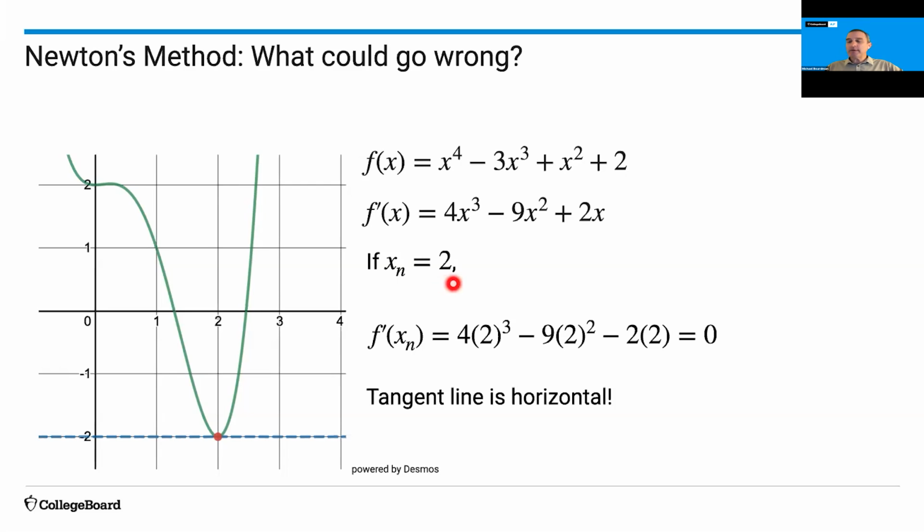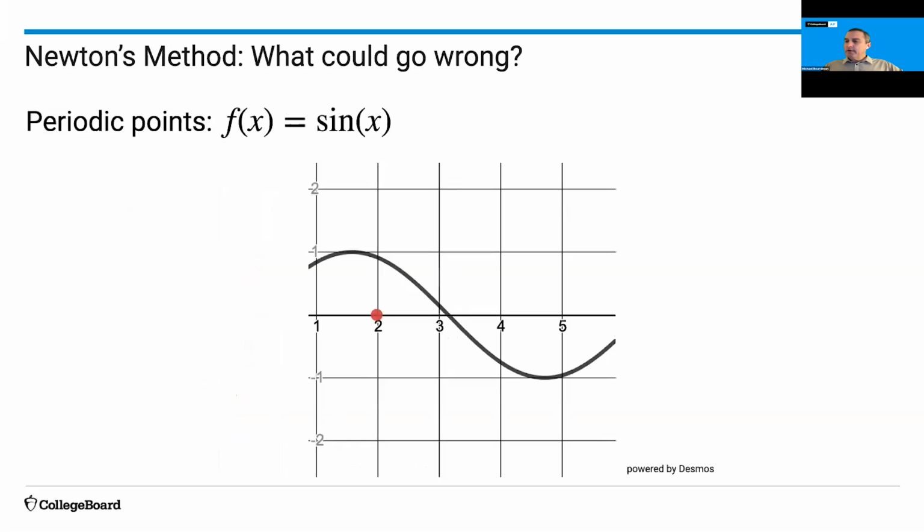You could either start at a bad position or end up at a bad position where there's a horizontal tangent line. In that case, Newton's method is going to fail. There are other things that could happen that actually are more interesting, and they lead to some very interesting mathematics. Let's take a look at the sine function again. We estimated pi, the zero that happens right here, starting at x naught equal 2.